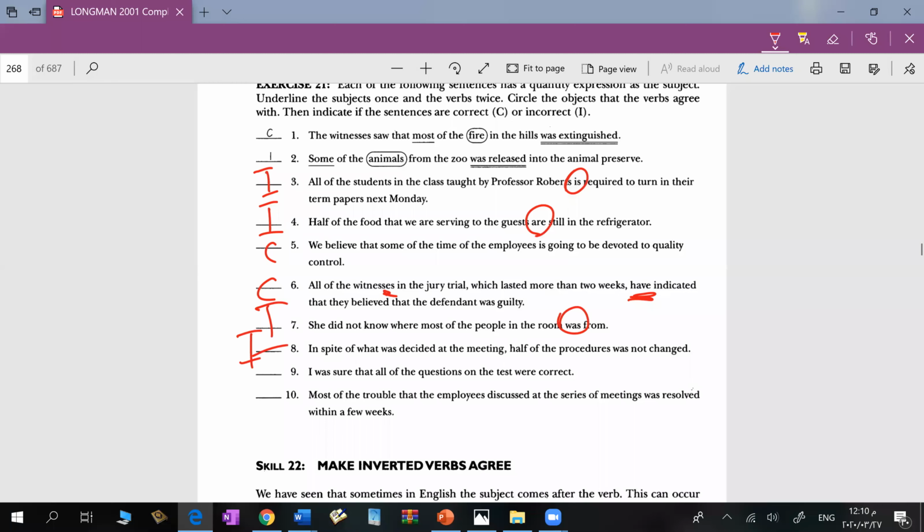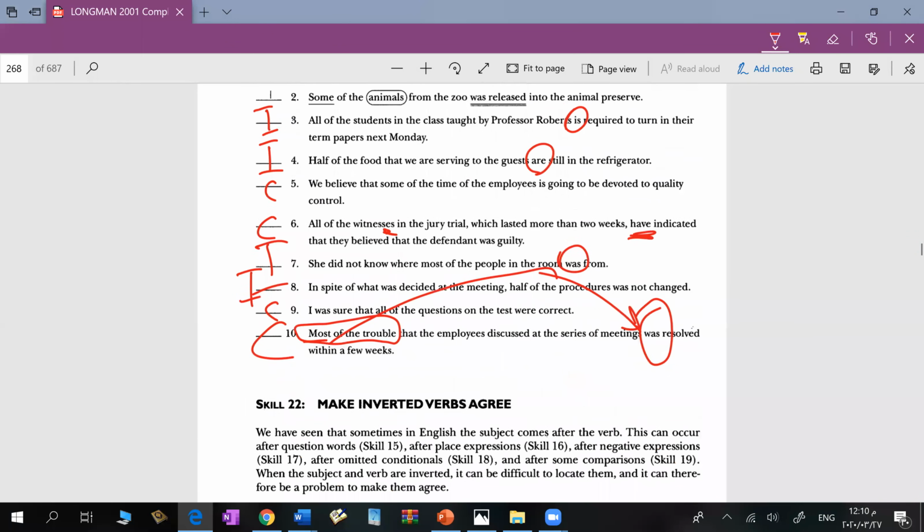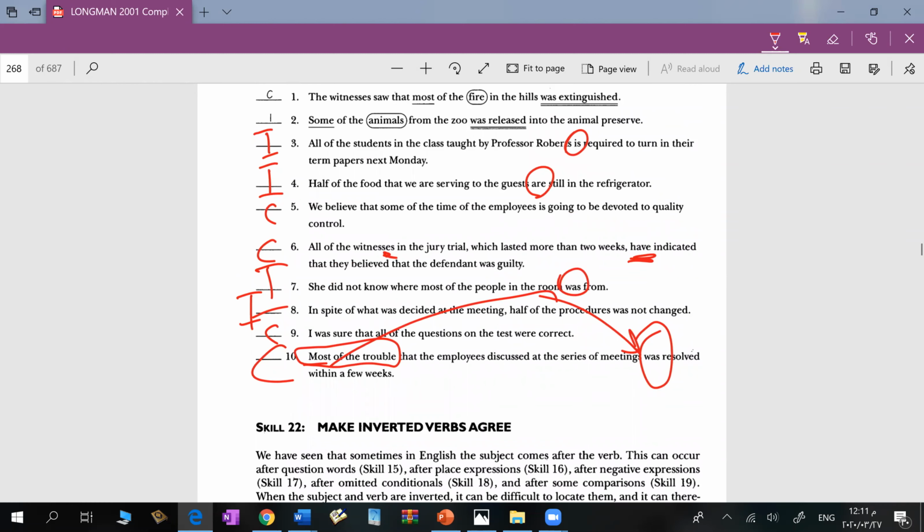I was sure that all of the questions on the test were correct. Correct. Most of the trouble that the employees discussed at the series of meetings was resolved. Incorrect? I think correct. What is the subject? Yeah, correct. Most of the trouble, just one trouble was resolved. So this is correct. It might seem easy, as I said, but wallahi, I see lots of errors in this area. I see tremendous errors. No matter how proficient in English you are, no matter how easy it might seem, I see learners make errors in this area.